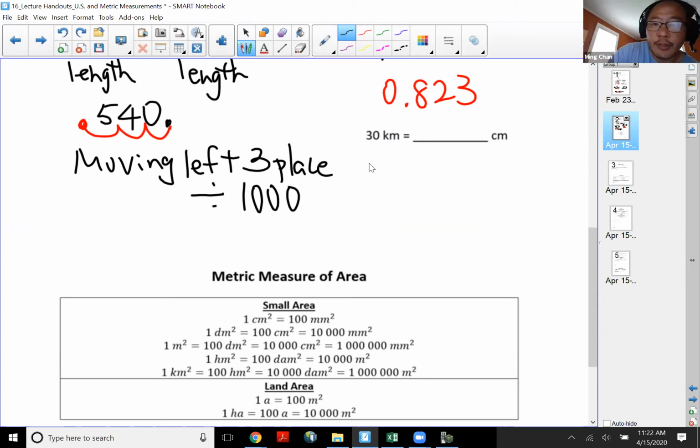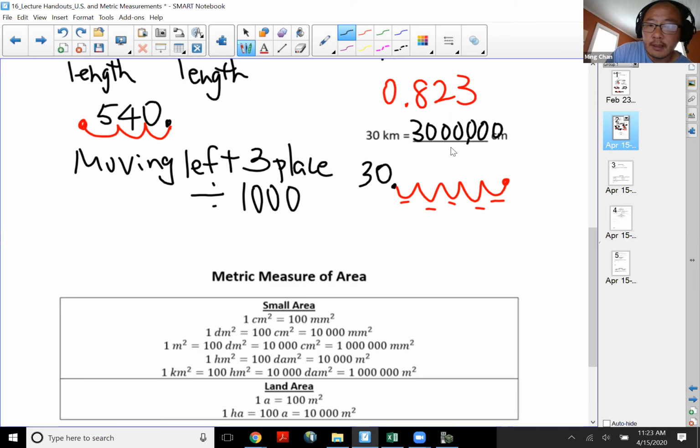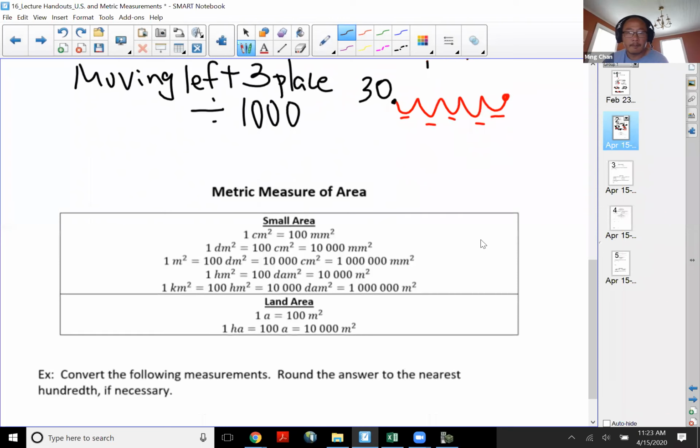All right, so 30, right? That's what I'm starting with. The whole number 30, the decimal is behind it. 5 places to the right, 1, 2, 3, 4, 5. That actually gives you 5 empty slots behind the 0. So that will be 30 with 5 zeros attached to it. 1, 2, 3, 4, 5. So that would be 3 million centimeters. Okay.